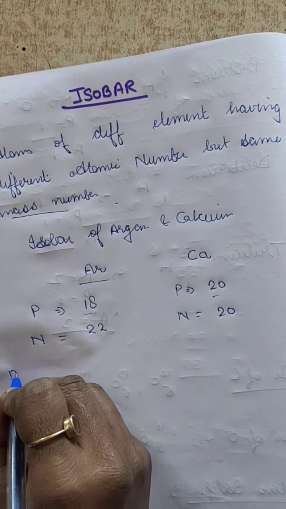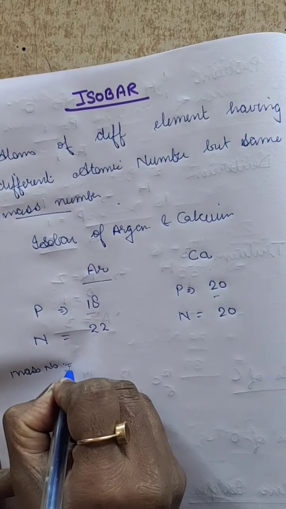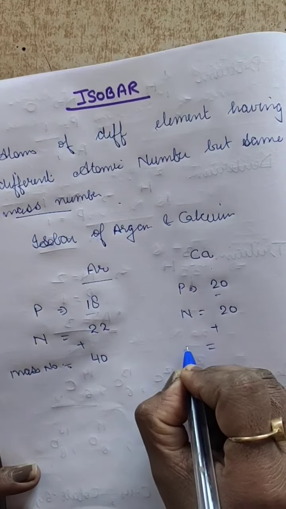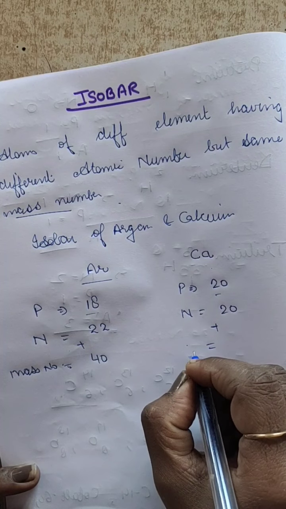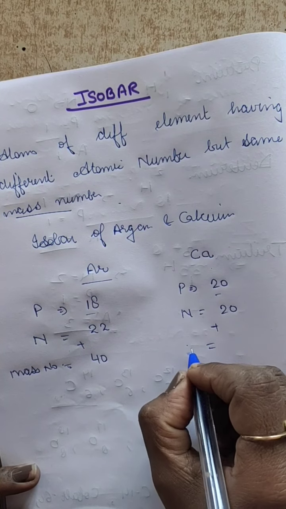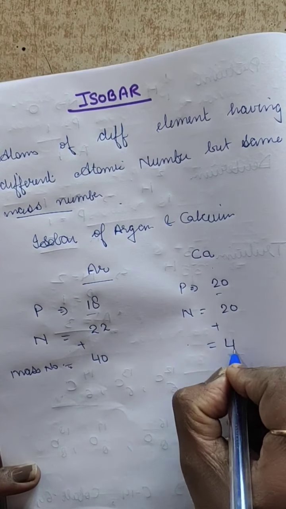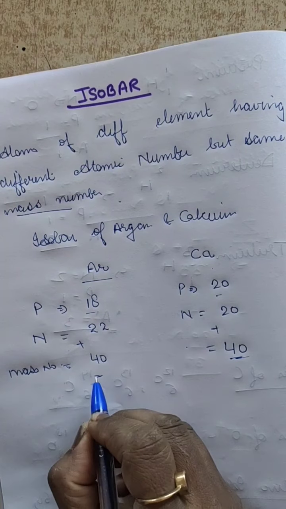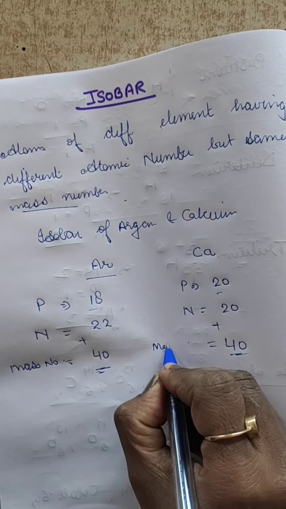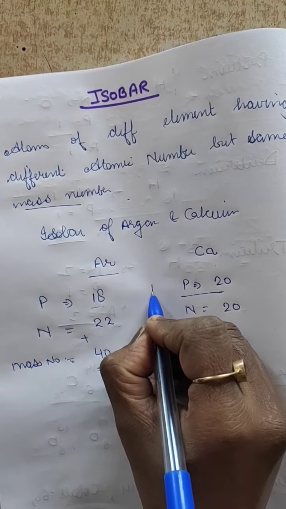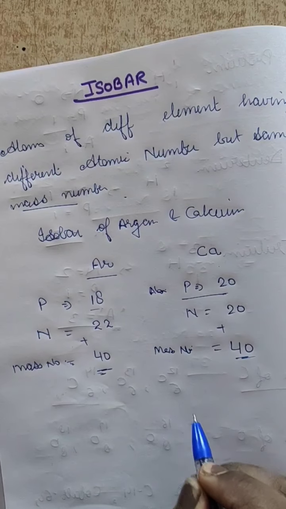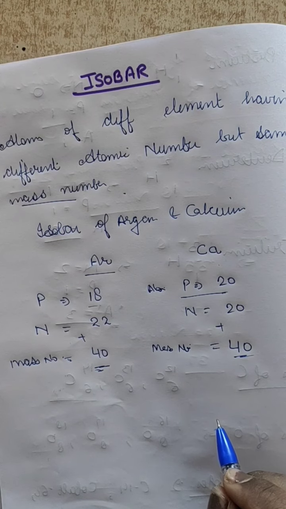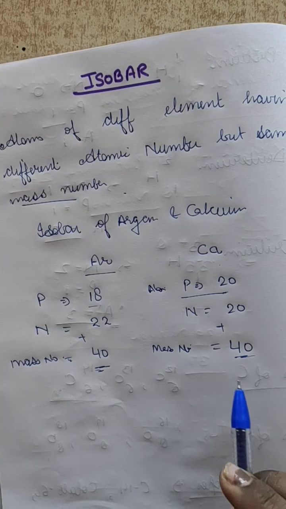So if we calculate the mass number, that means 18 plus 22, it will be 40. For calcium, 20 plus 20, it will also be 40. So this 40 and this 40 are the same. Because they have the same mass number but different atomic numbers, when different elements have the same mass number but different atomic numbers, that is called an isobar.